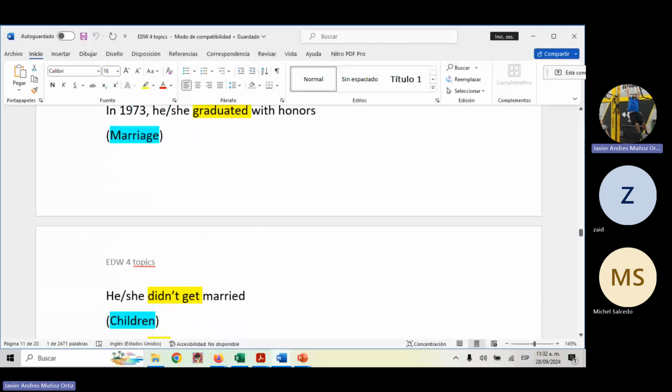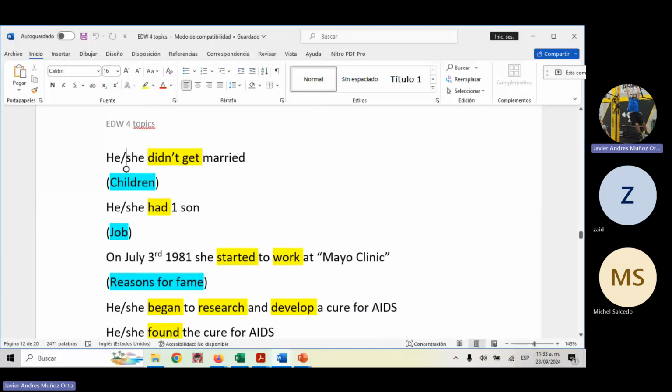Let's go with marriage. We could say, for example, that he or she married, or maybe he or she never got married, right? For example, there was a queen, a daughter of Henry VIII and Anne Boleyn, who was called the Virgin Queen because she never got married. This girl is Elizabeth. So she created the Elizabethan era in England, and she never got married. She didn't get married, for example, and she created a huge empire, later known as the British Empire.